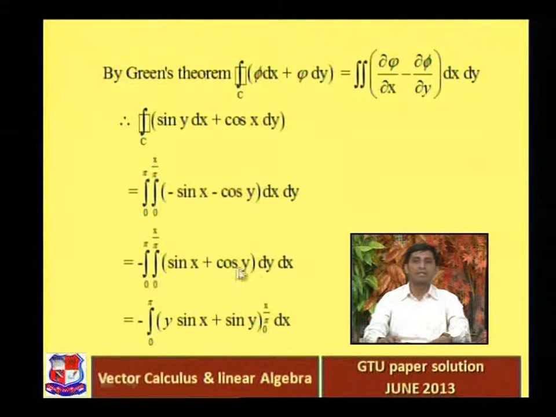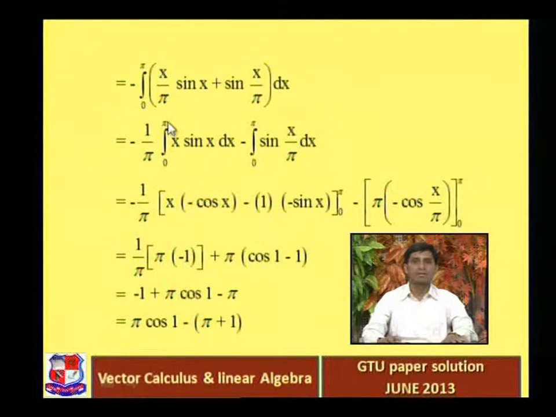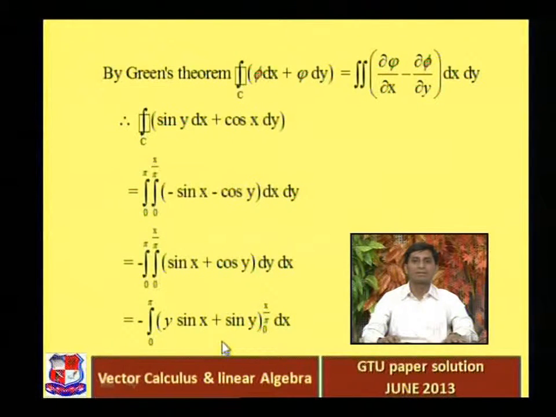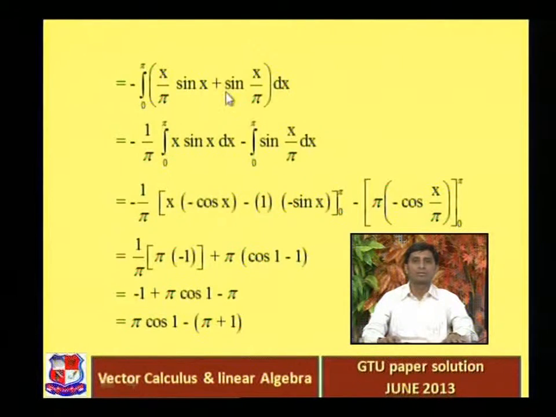Now first we have to integrate with respect to y. Okay, so integration of sin x with respect to y is y into sin x, and integration of cos y with respect to y is sin y, and our limit of the integration is from 0 to x upon pi. So put x upon pi instead of y first, so that's why we get minus integration 0 to pi of x upon pi sin x plus sin x upon pi dx, right?